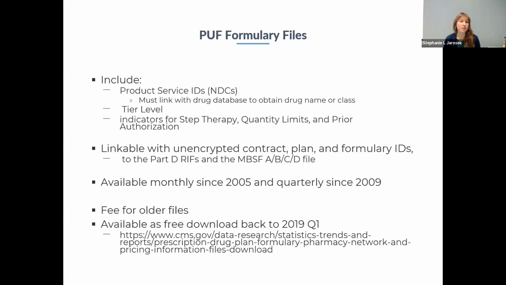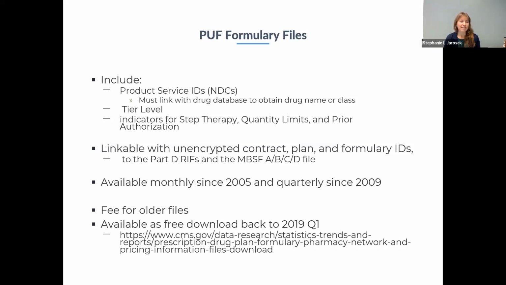So for the PUF formulary files, as I mentioned, you can get these from the CMS website. These include the NDC codes, but they do not have generic name and brand name. That's something that you would have to obtain via linkage with another set of data. They do have the tier level that it is covered under. And then they have indicators for whether there's step therapy, quantity limits, or prior authorization. Remember, those are all ways that plans can direct the beneficiaries to use the drugs in the way that they would like them to be used.